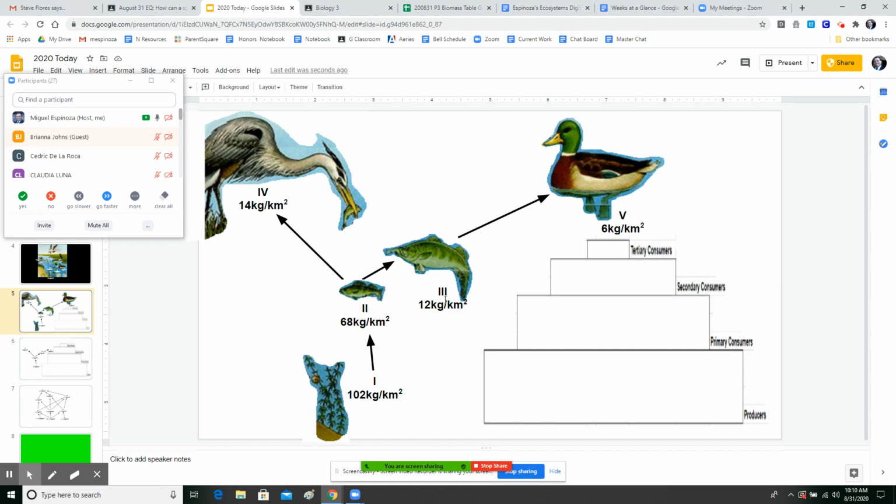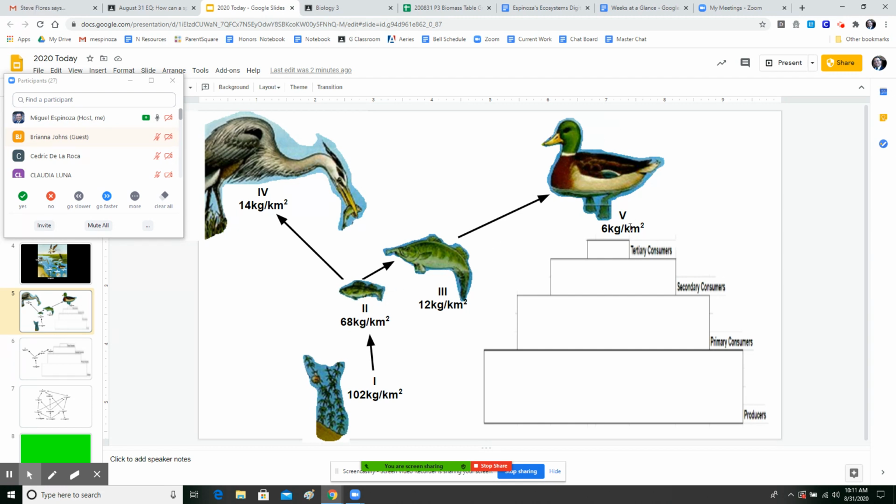Again, you're going to notice that the producer has the most biomass. And again, this goes back to the energy pyramid. These guys have the most energy, so they make the most of themselves. Then the primary consumer, this guy's the first one to eat the plants. It has some energy, but it has less energy, so it has less mass, 68 kilograms, less than 102. And then look at whoever eats the fish, they have less mass because the fish loses energy as it stays alive.